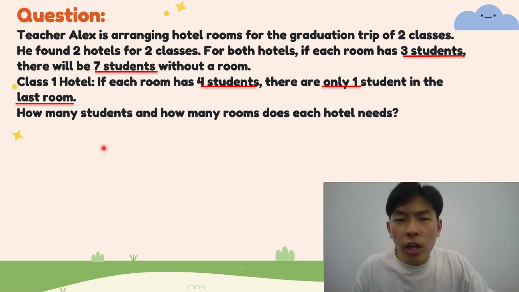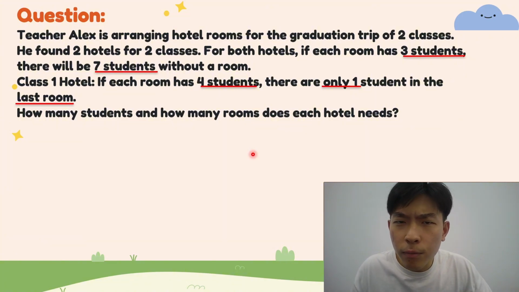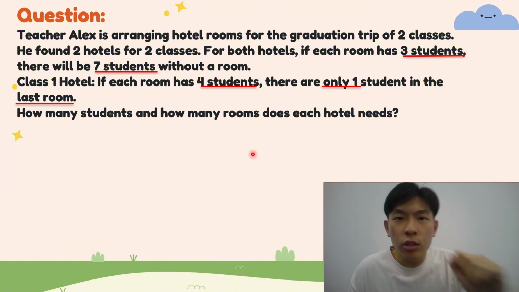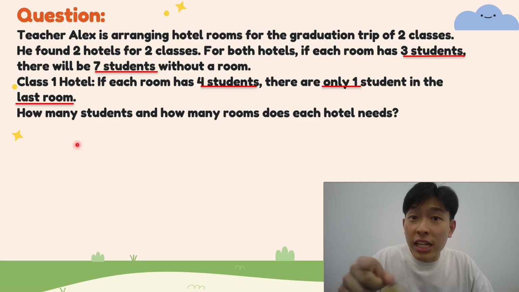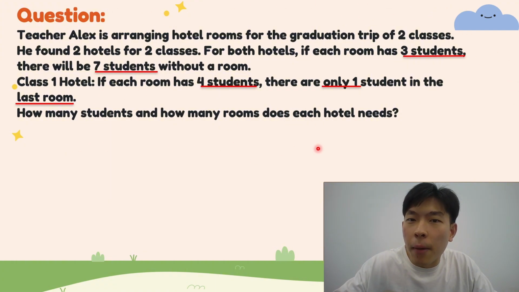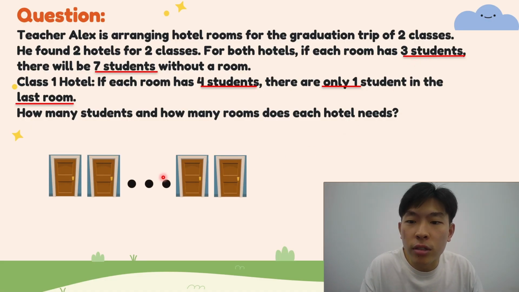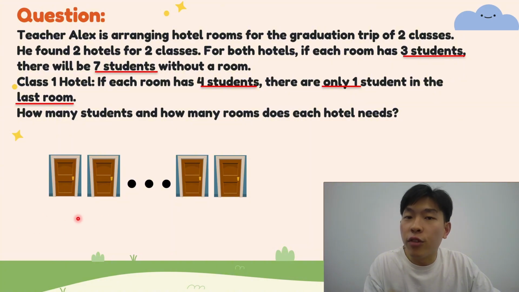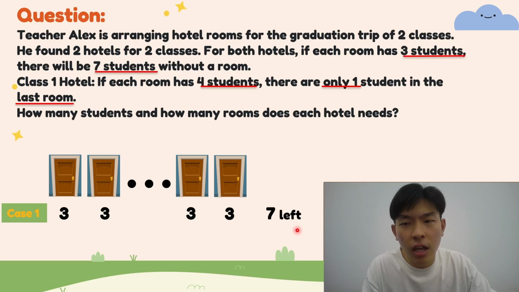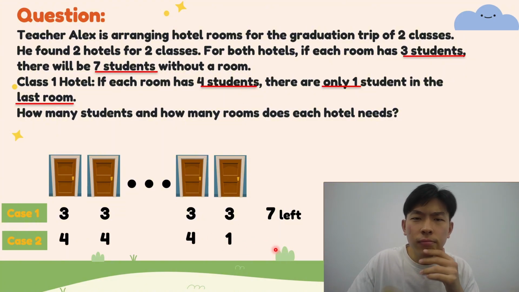For the previous questions, all we drew was teachers, right? Each teacher receives books. Now, what should we draw? We're talking about rooms and students. Is it each student gets a few rooms, or is it each room gets a few students? What is this question talking about? Yes, each room gets a few students, so we should draw rooms. So now, case 1, each room gets 3 students, and there are 7 people left. Case 2, if each room has 4 students, there is only 1 student in the last room.